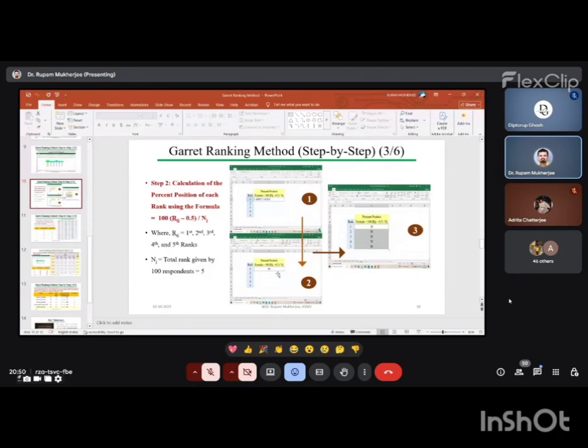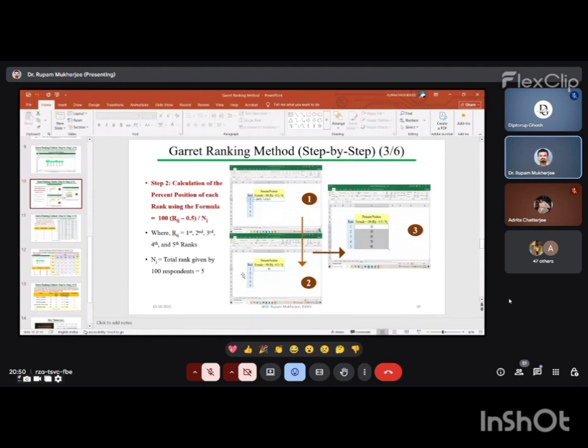The second slide that you can get, from 1 to 2, you will receive. Here the value will become 10. So for the first rank, the percent position will be 10. Now let's check what the percent position will be for the second rank.